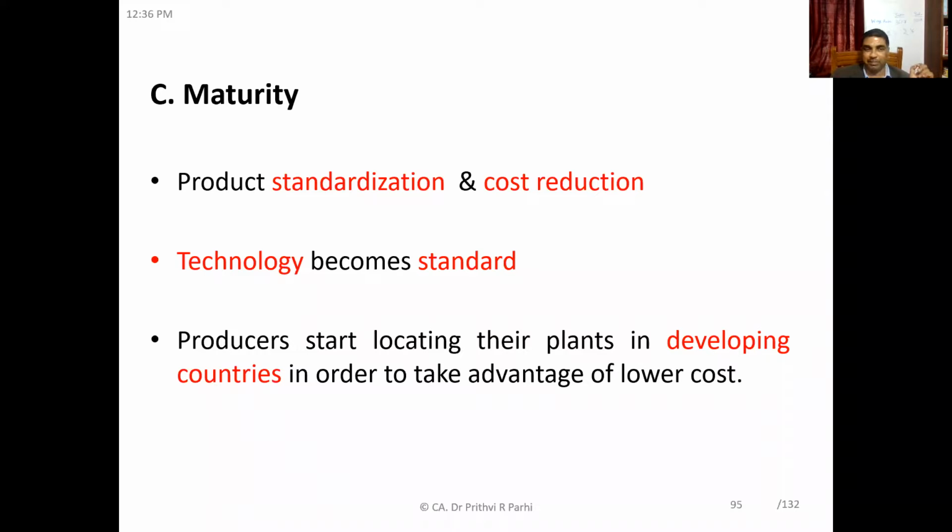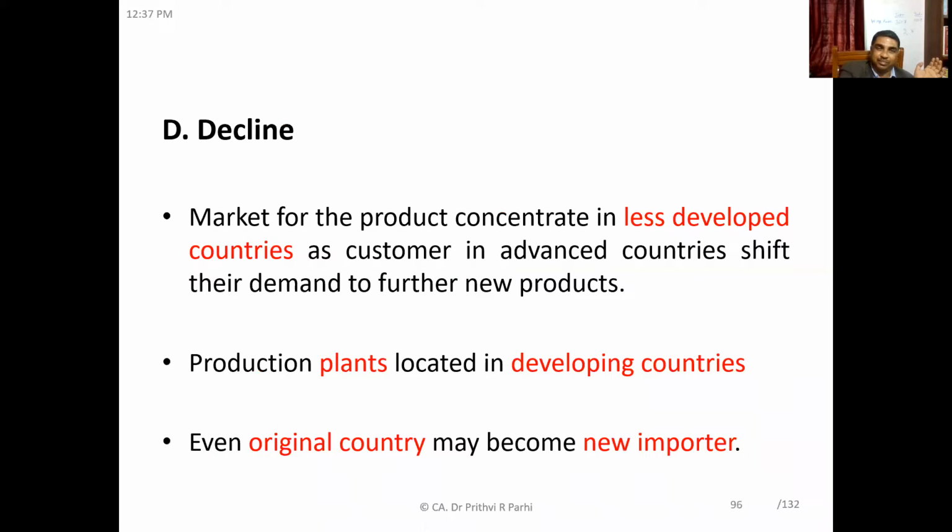In that situation, what happens? The producers start locating their plants in the developing countries in order to take advantage of the lower cost. Because they know maybe in the developing countries, cost of labor might be cheaper and the product can be produced at a lower cost. So producers try to move to developing countries. Okay, so again in this process also the product goes to the international market. Production facilities are located in different countries.